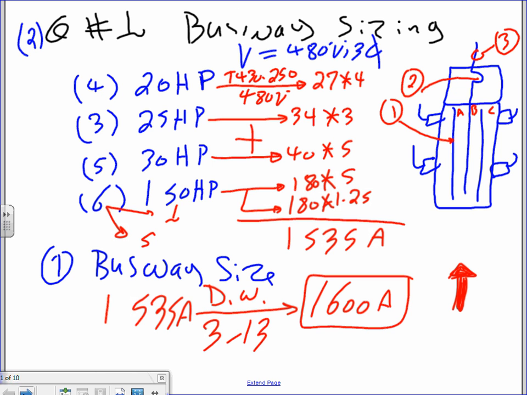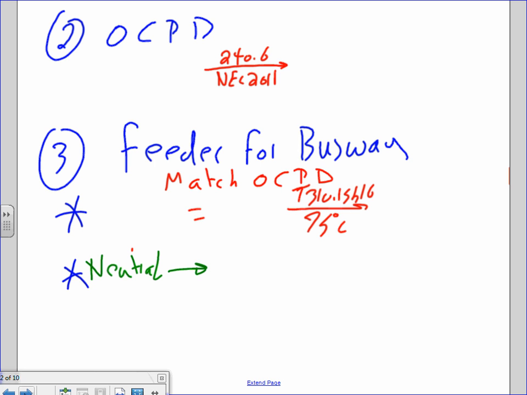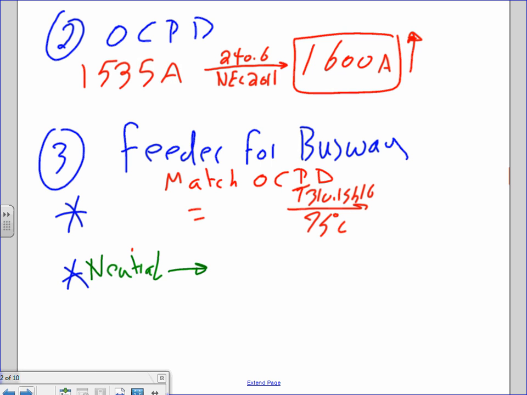Okay. Next, you need to size the overcurrent protection device. We take the same calculation, 1535 amps. This time we take it to NEC 240.6. You guys have this in front of you. And when you go there, we hit the jackpot, and we got ourselves the 1600 amp fuse or circuit breaker.